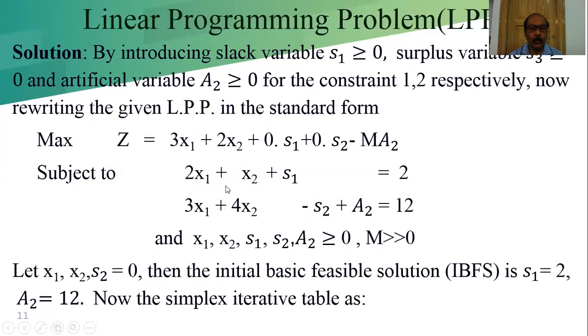Constraint 1 is 2x1 plus x2 plus s1 equals 2. Constraint 2 is 3x1 plus 4x2 minus s2 plus a2 equals 12. Here M is very, very large, greater than 0, and our other variables x1, x2, s1, s2 and a2 all are greater than or equal to 0.